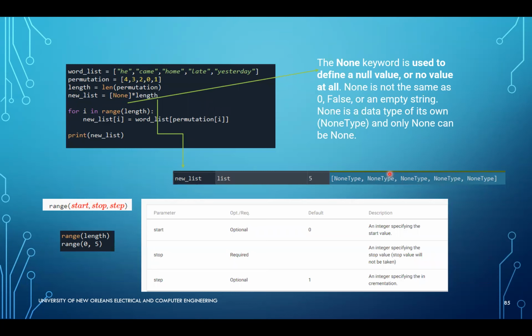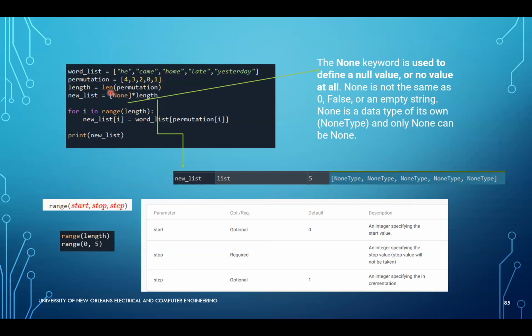Another example here. Let's look in some more detail at this script. Look at the variation of the for statement. In this case, we're using range. We start with a list of words saved in the variable word list. We have 1, 2, 3, 4, 5 words that are part of this list. And then we have another list called permutation, where we basically have the numbers 4, 3, 2, 0, 1.